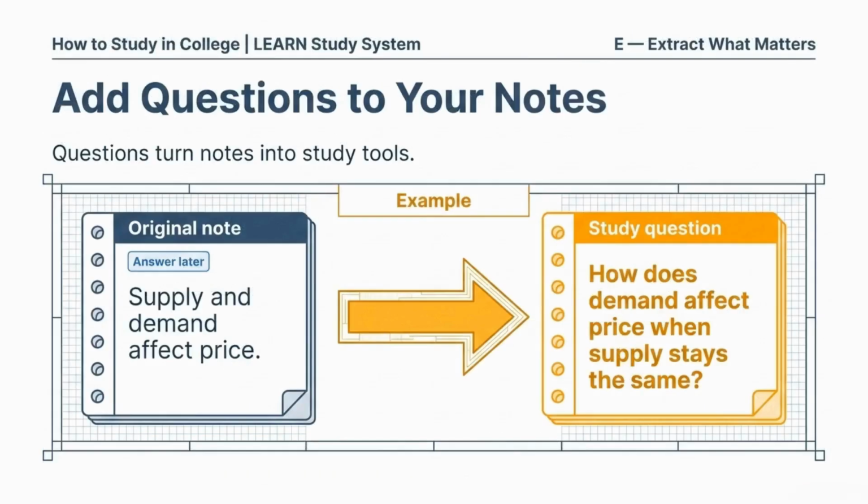One of the simplest upgrades you can make is to add questions to your notes. Instead of only writing statements, turn some of those statements into questions you can answer later. This prepares you for active recall, which we will use more later in the course. For example, if your note says supply and demand affect price, you can turn that into how does demand affect price when supply stays the same? That question is much more useful for studying because it asks you to retrieve and explain the idea. You do not need to turn every line into a question. Start with the main ideas and the topics your instructor emphasizes.